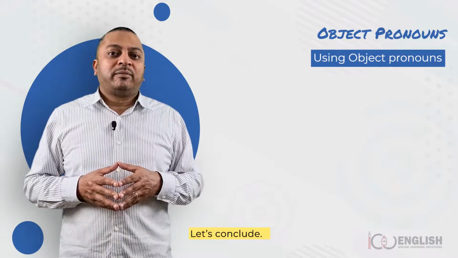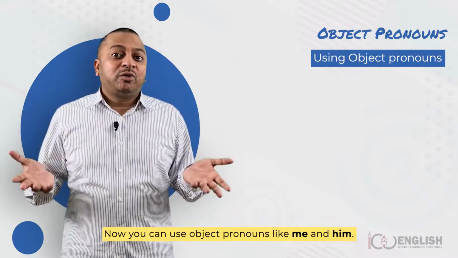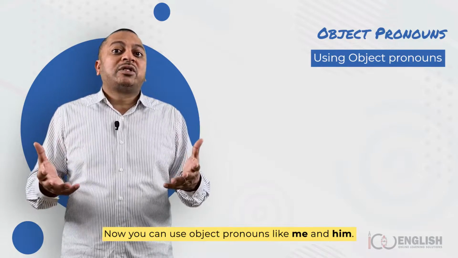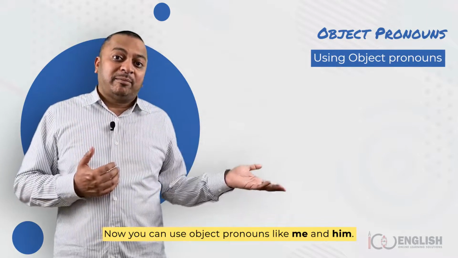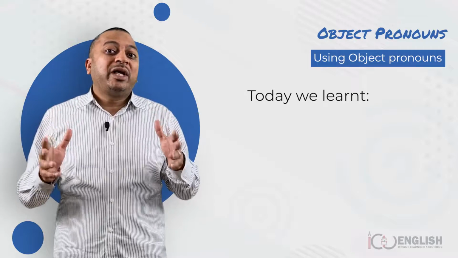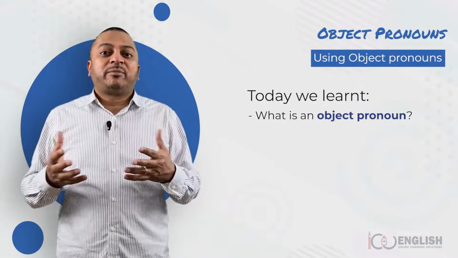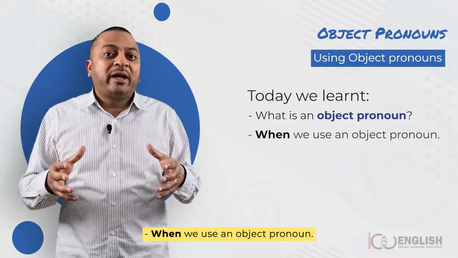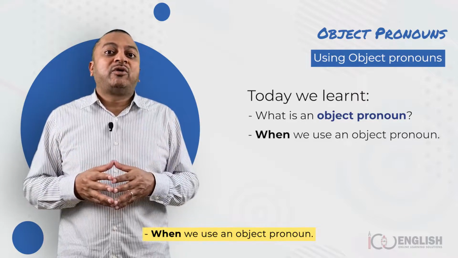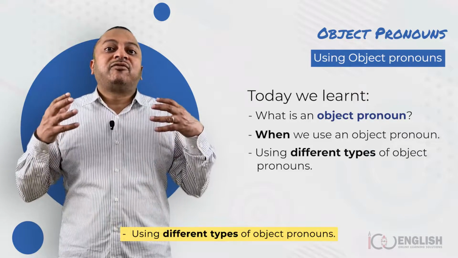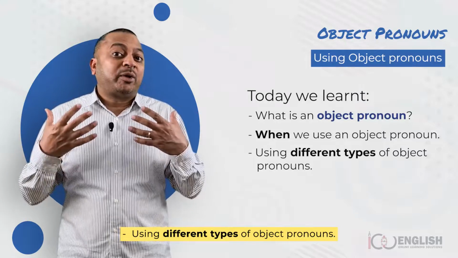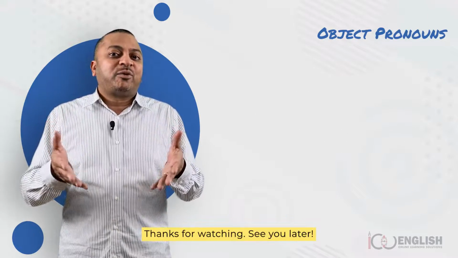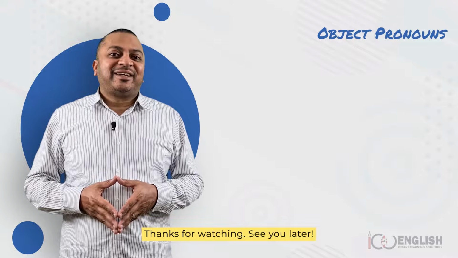Let's conclude. Now you can use object pronouns like me and him. Today we learn what is an object pronoun, when we use an object pronoun, and using different types of object pronouns.